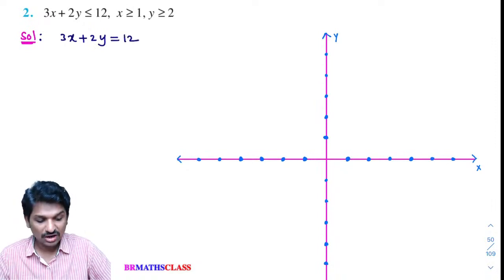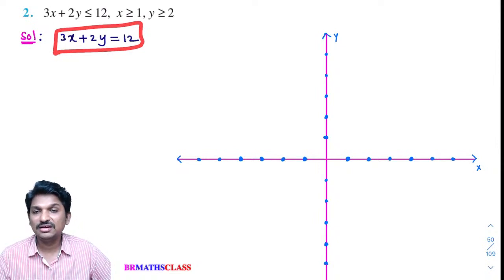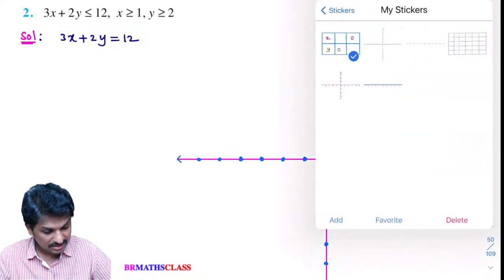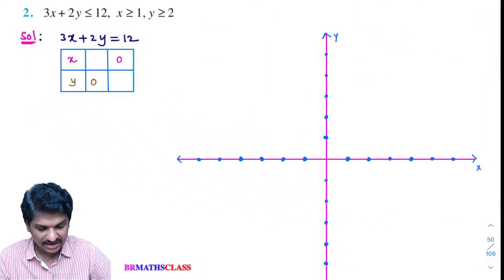Now what I need to do: in exercise number 6.2, I explained all these things in detail. I want to draw this line. How to draw this line? To draw a line, I need 2 points on this line. To get 2 points on this line, we will draw one table. The table is like this. We need one table. That table I'll write like this.